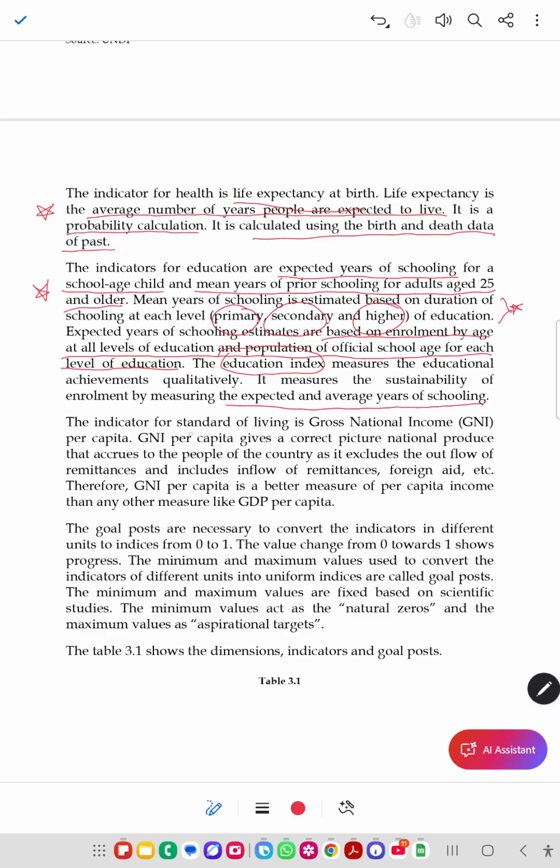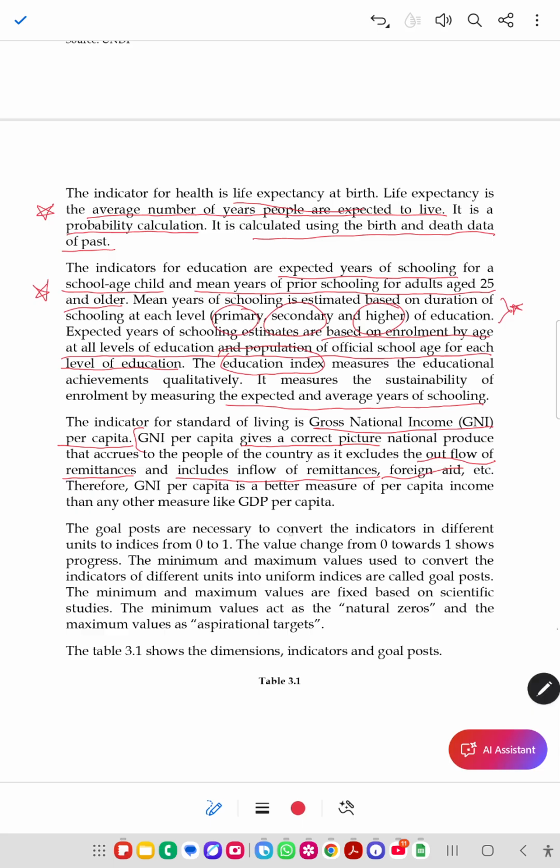The indicator of standard of living is gross national income, or GNI per capita. GNI per capita gives a correct picture of the national produce that accrues to people of the country as it excludes the outflow of remittances. This is important. Why GNI? It gives a correct picture. It excludes outflow of remittances and includes inflow of remittances, foreign aid, etc. Therefore, GNI per capita is a better measure of per capita income than any other measure like GDP per capita.